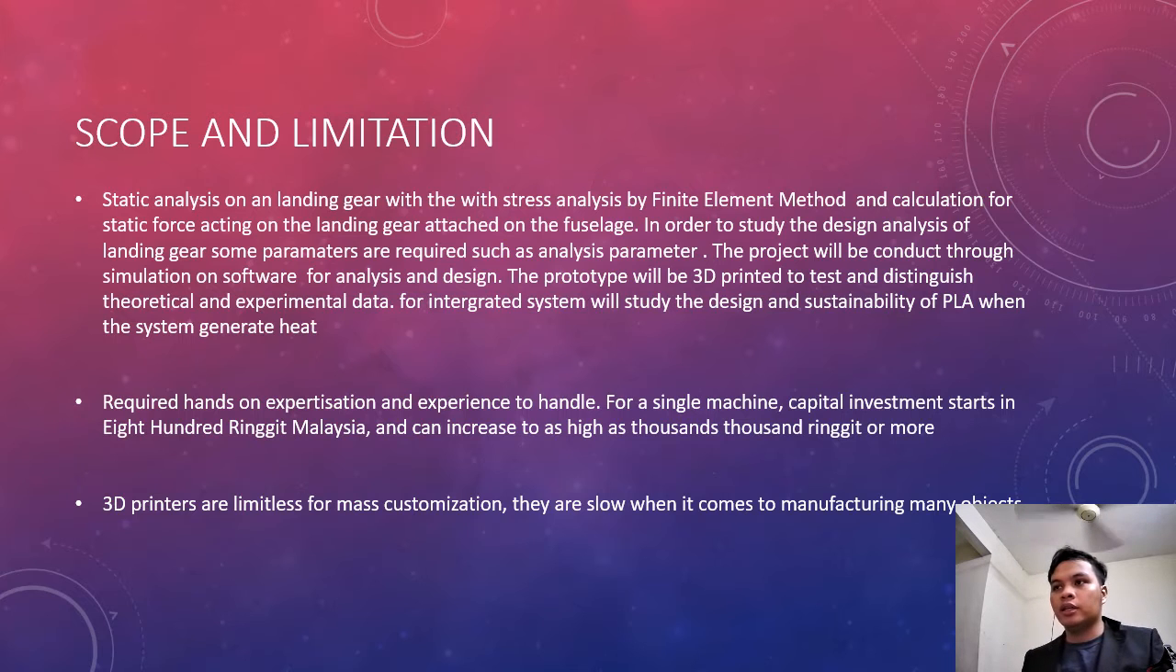For the limitation, it requires hands-on expertise and experience to handle. For a single machine, capital investment starts at 800 Malaysian ringgit and can increase to as high as 1,000 ringgit or more. This is for the 3D printer that we use to fabricate the product. We know that 3D printers have a variation of types and purposes, so a cheap 3D printer will cost around 800 ringgit, depending on what scale you want to print.